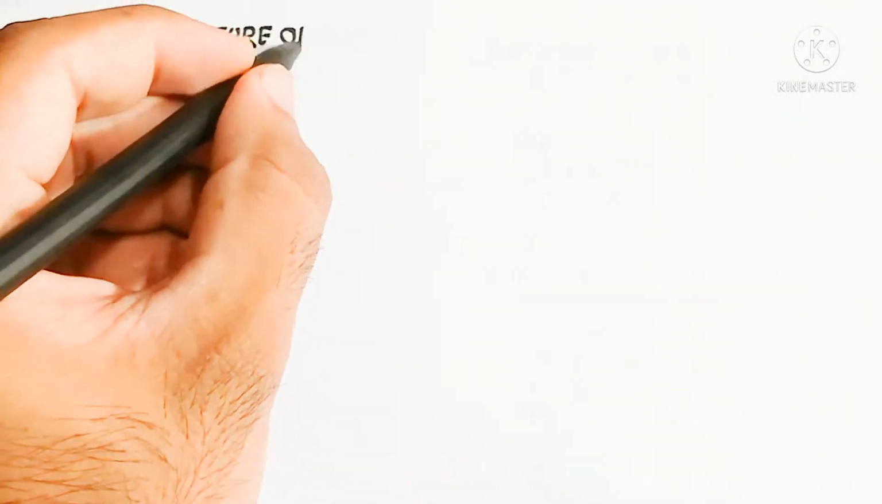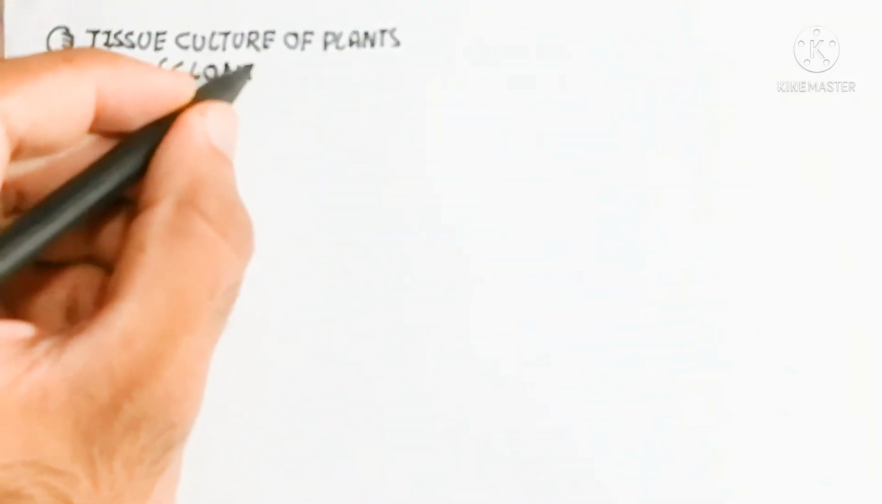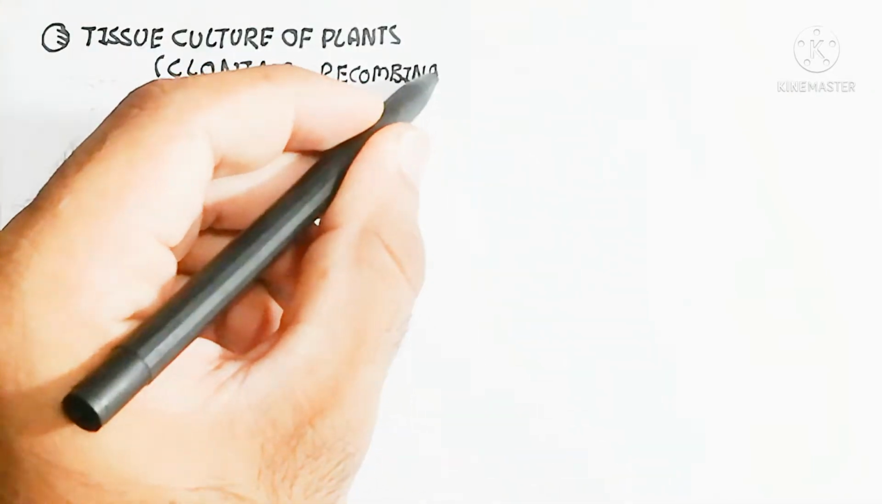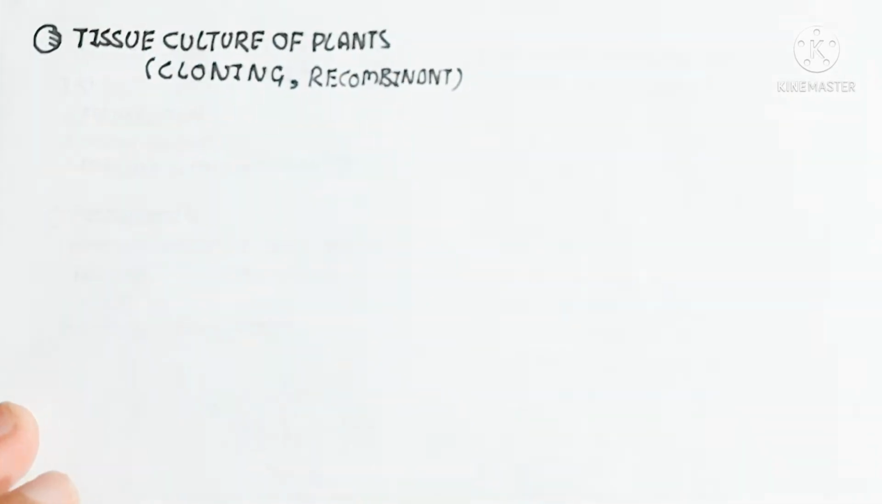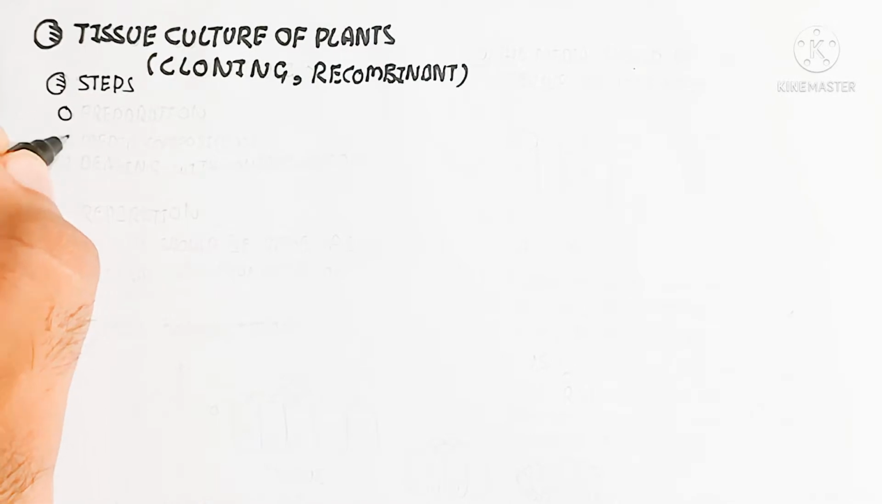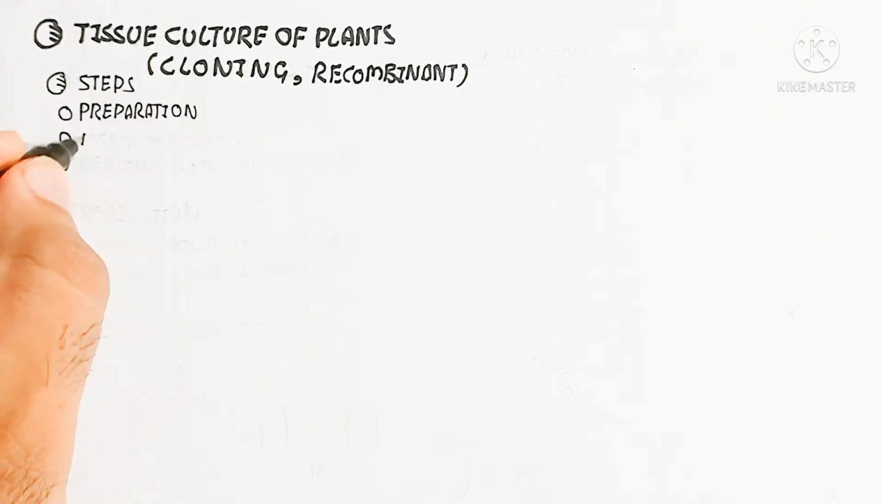Hello, in this video we will discuss the tissue culture of plants, and we will also understand the difference between cloning in tissue culture and recombinant tissue culture. So let's begin to understand the steps of tissue culture, and we will also understand the preparation. So the first step is the preparation of the media composition.